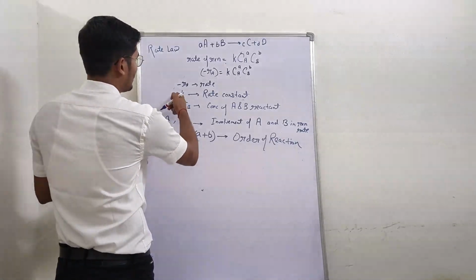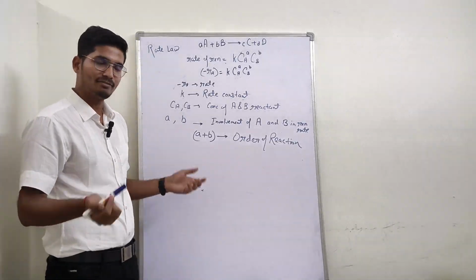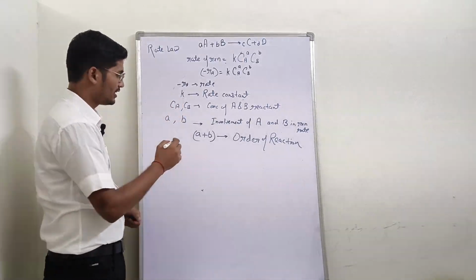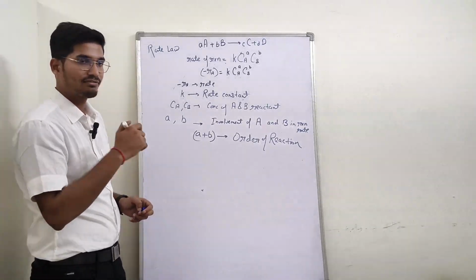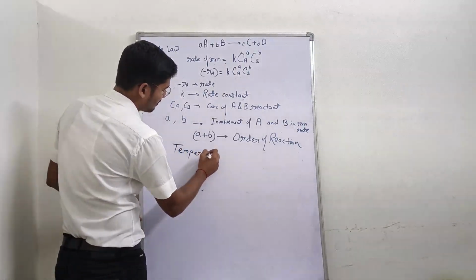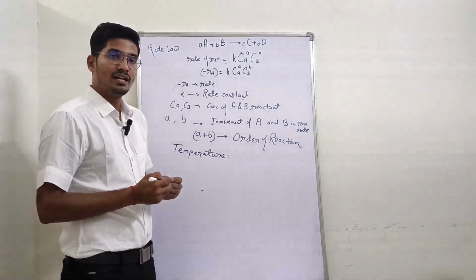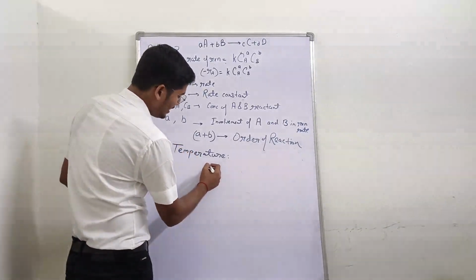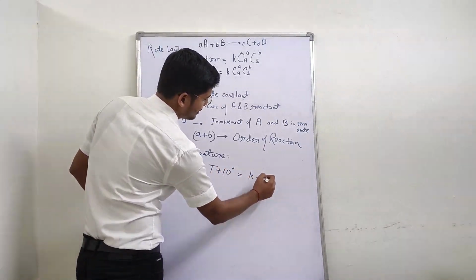Now I left the rate constant. What is rate constant? Rate constant is an experimentally derived quantity, which is constant for every reaction, but it depends on some factors. It mostly depends on temperature. There is one thumb rule everyone should know: Arrhenius says that near room temperature, with an increase of 10 degrees Celsius, the rate constant doubles.